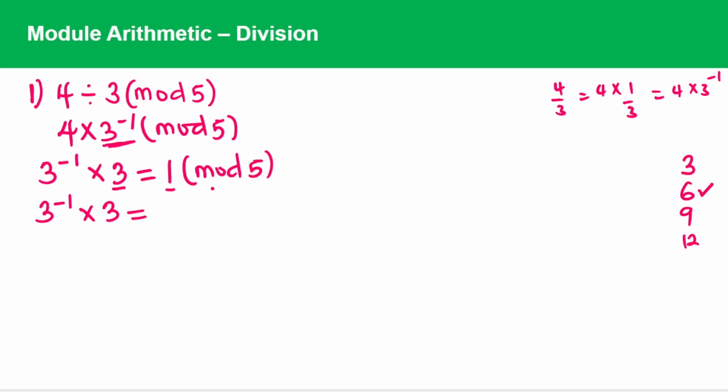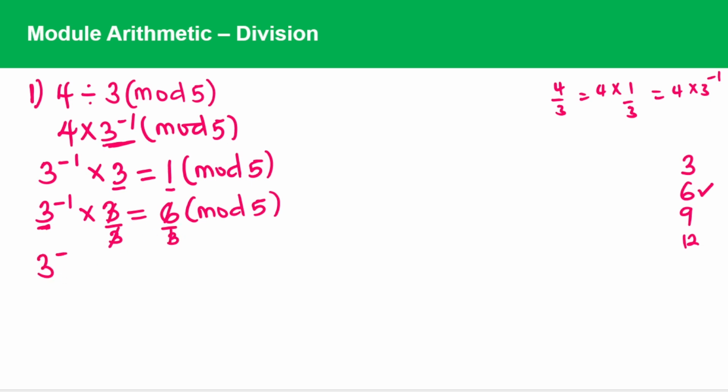Therefore, we can write 1 mode 5 as 6 mode 5. 1 mode 5 is the same as 6 mode 5 because 6 divided by 5 will give us a remainder of 1. Now, the next step from here is to get the multiplicative inverse of 3 to the power of minus 1, which we will do by dividing both sides of this equation by 3. So 3 cancels 3 here, and 6 divided by 3 here is 2.